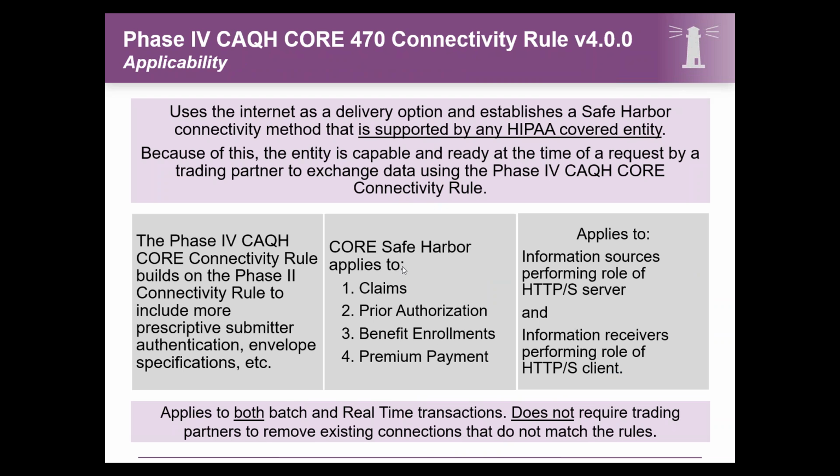So as Bob mentioned, the Phase IV connectivity rule is a safe harbor. It's built on the foundation set by the previous phases, which means it continues to use the internet as the underlying transport medium, using HTTPS as the underlying transport protocol. And this new Phase IV safe harbor applies to the 4 transactions listed in the box in the middle. And the rule is applicable to both real-time and batch transactions.